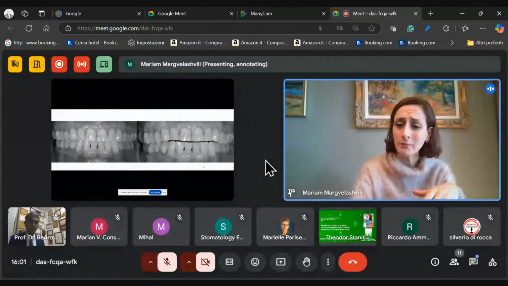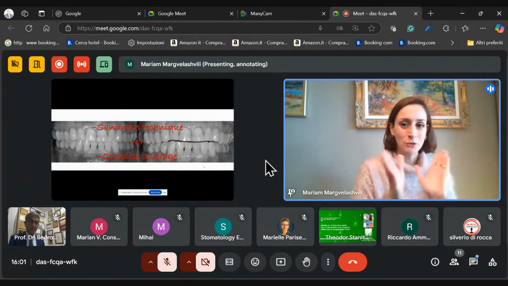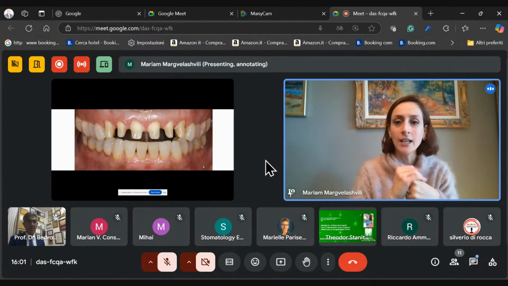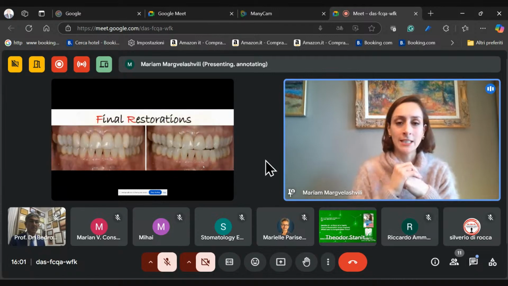So in the case that I'm presenting, where I increase the vertical dimension, should I go with a sandwich technique, which is 2 veneers on 1 tooth, or just do crowns? So I chose this rationally. There was no advantage to 2 veneers, so I went ahead and crowned the anterior dentition.